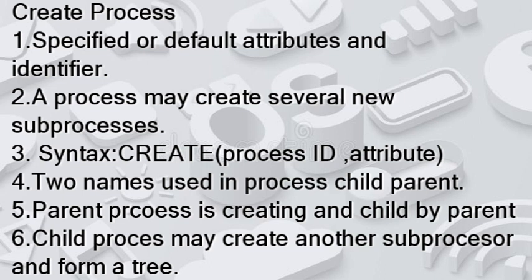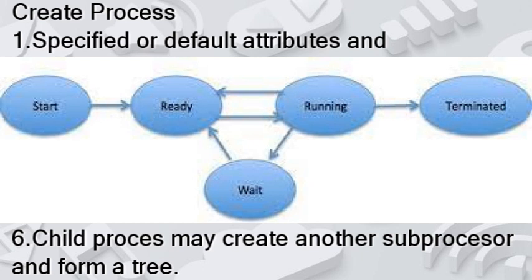Whenever we talk about create process, as the name tells, we have to create something. What does it mean? It means specifying the default attributes and an identifier, defining what the process is and how it is identified. Second, a process may create several new sub processes. We have a single process, and it may have sub processes. To create one, we call create, then the process ID in brackets, then the attributes of that process.